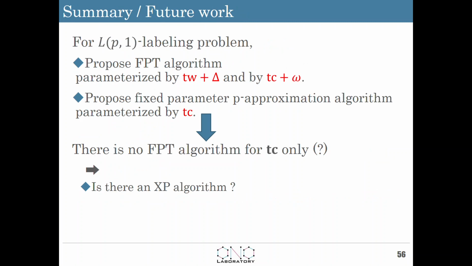Finally, I'll talk about the summary and future work. For the L(p,1) labeling problem, we propose FPT algorithms parameterized by Δ plus tree width and by twin cover plus ω, and a fixed-parameter approximation algorithm parameterized by twin cover. So, a natural question is whether the L(p,1) labeling problem is FPT when parameterized by only twin cover. To the best of my knowledge, no one knows even an XP algorithm when parameterized by only twin cover. So designing an XP algorithm is the first step. Thank you for your attention.